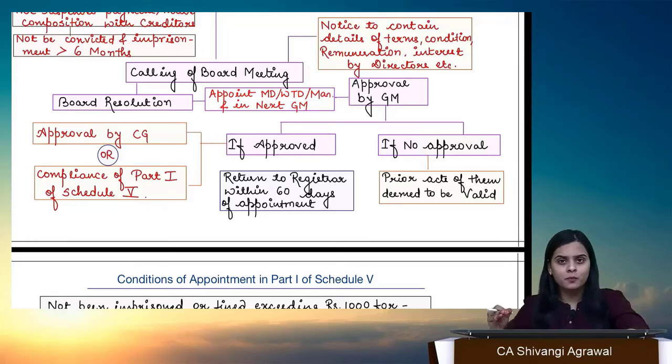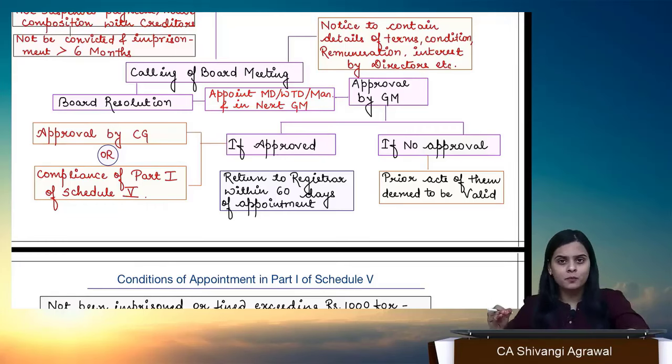Next, if a convicted person is appointed as MP with approval of CG, no approval is required for any subsequent appointment. Simple meaning that once you have taken CG approval, you don't need this approval again. Second thing, we have basically 4 conditions given in part 1 of Schedule 5 which need to be complied with by a person who is proposed to be appointed as a managerial person.